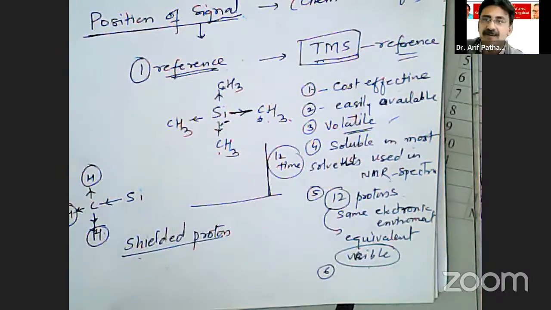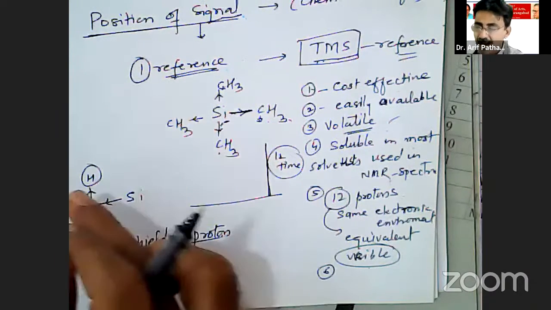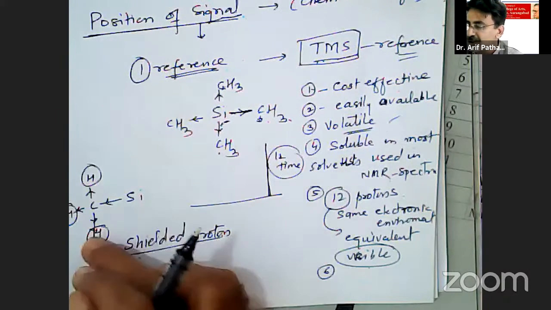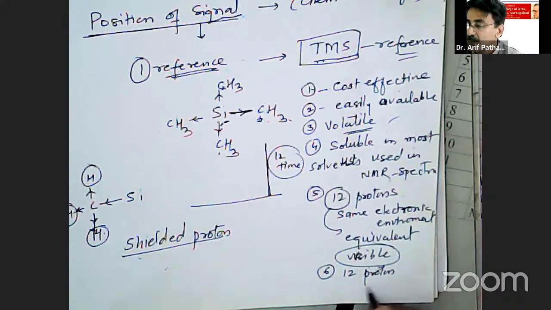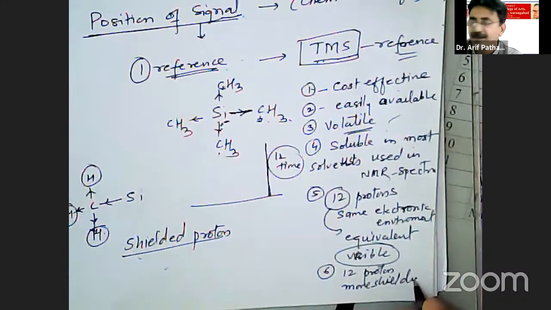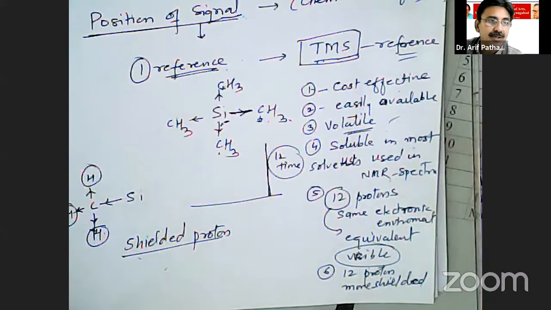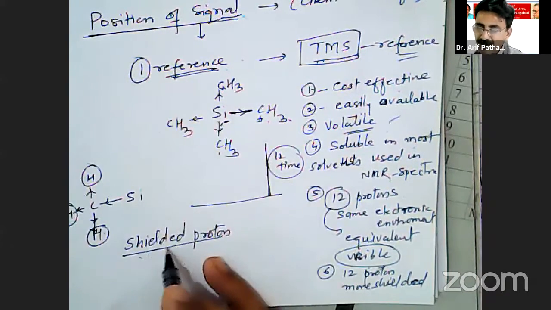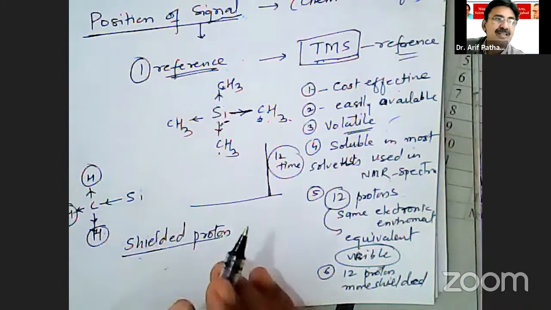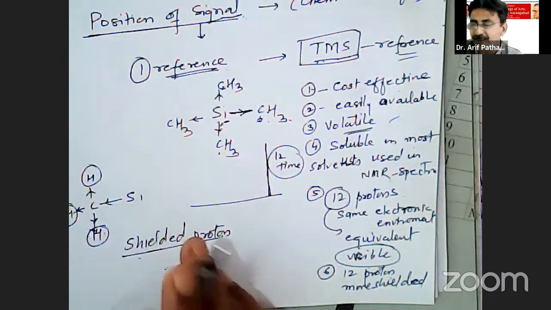Electron density इसके अतराफ में increase हो गई है. It is having more electron density. Therefore, we can say that these are highly shielded. So these 12 protons are more shielded. ठीक है, तो ये shielded हो गए, इलेक्ट्रॉन डेंसिटी इसके ऊपर ज्यादा होगी, तो इसकी जो एब्जॉर्प्शन फ्रीक्वेंसी है वो डिफरेंट होगी.